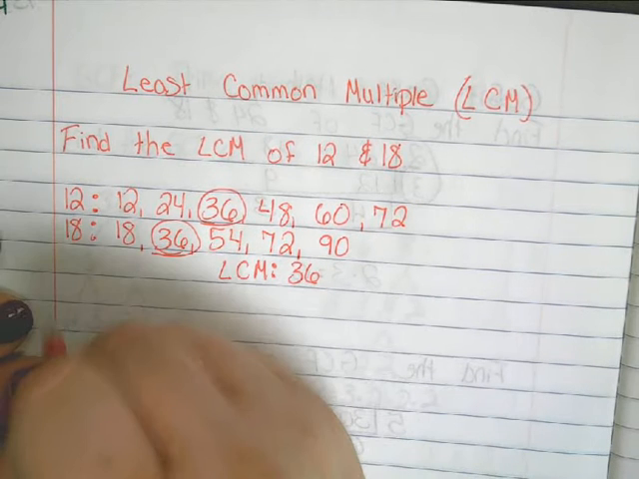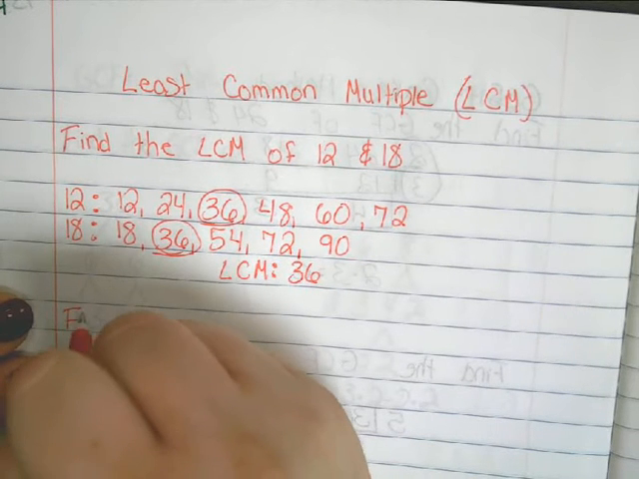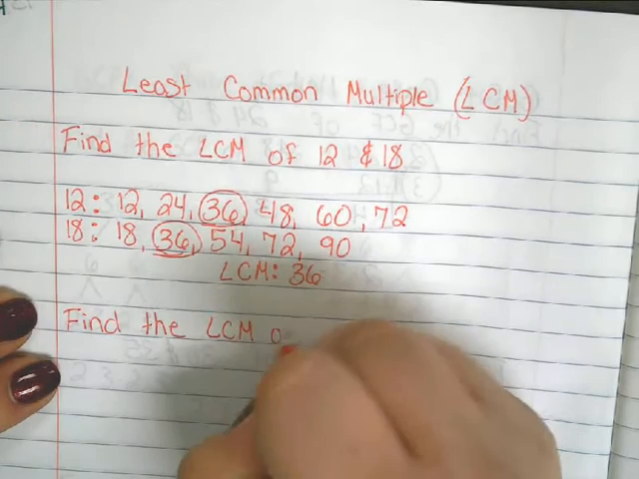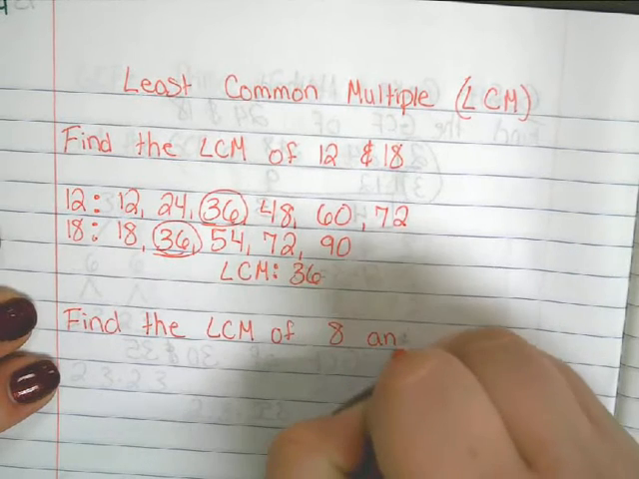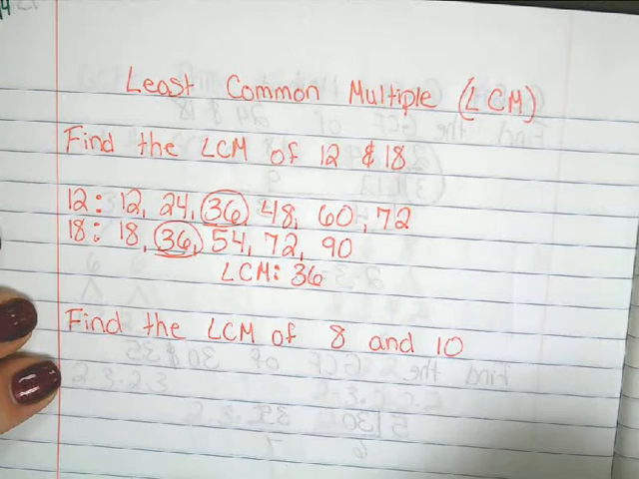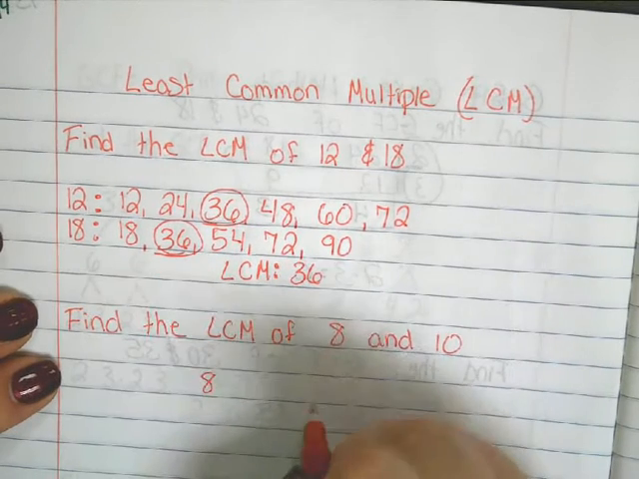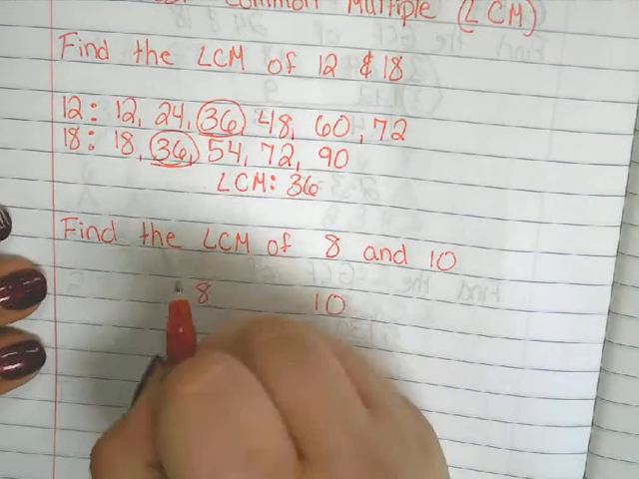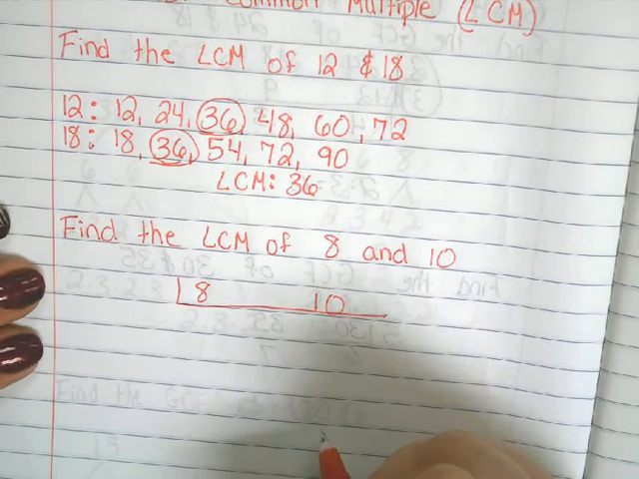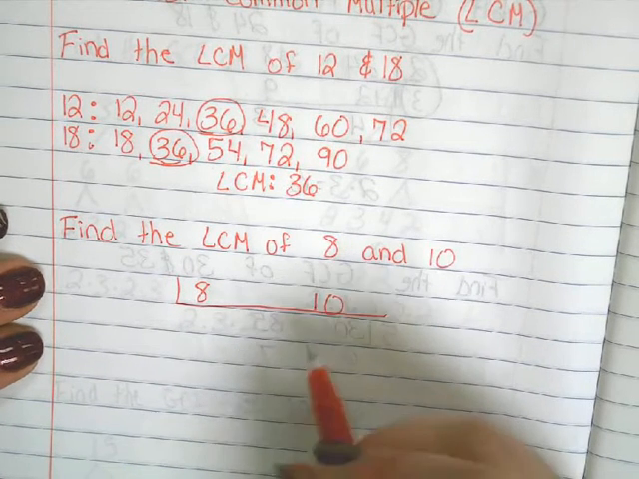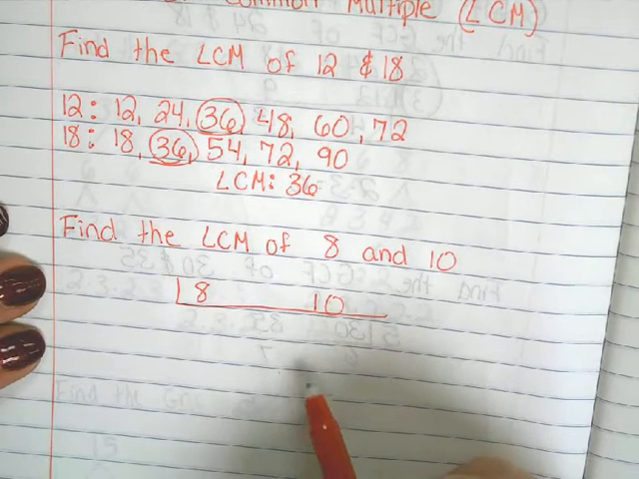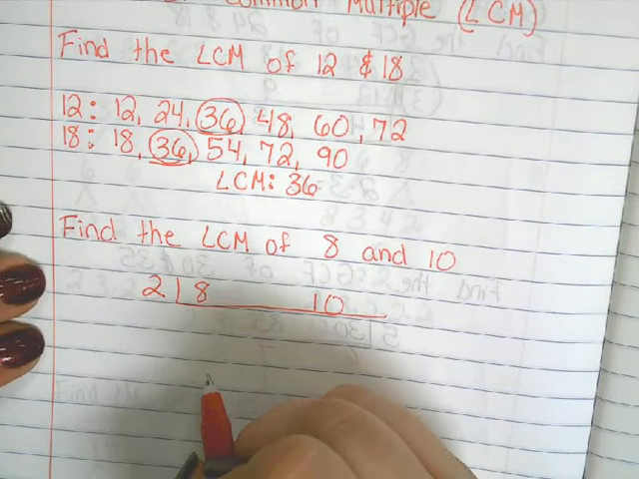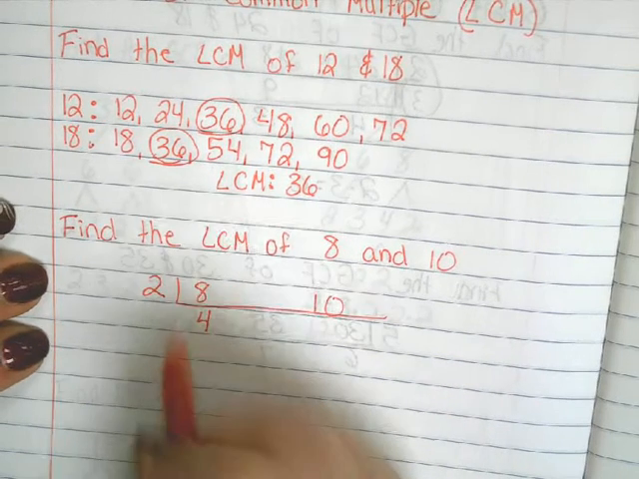Method 2 is using the cakes. So let's find the LCM of 8 and 10. So you're going to start with the two numbers, space them out a little bit, and you're going to do an upside down division. So we got to think to ourselves, what number goes into 8 and 10? 2 does. So I'm going to put a 2 outside. How many 2's go into 8? 4. How many 2's to 10? 5.